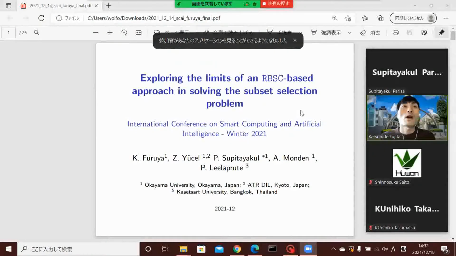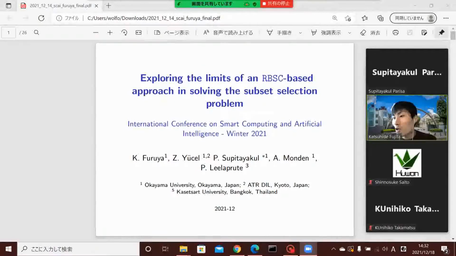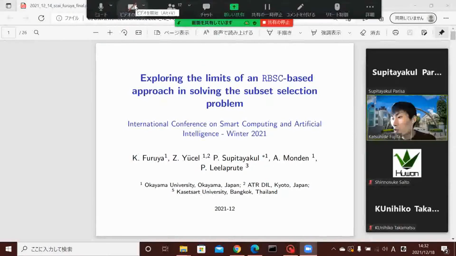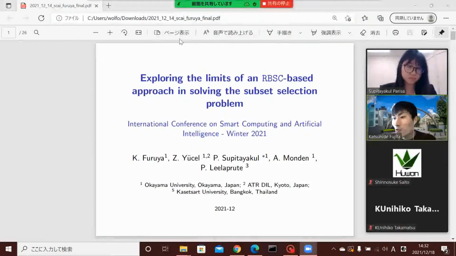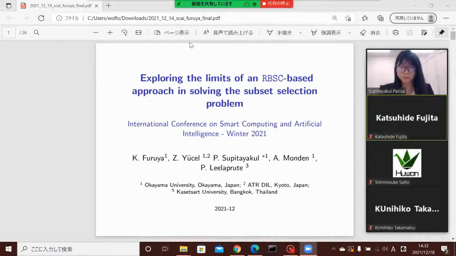The first presentation is exploring the limits of an RBSC-based approach in solving the subset selection problem. Okay, please start. Today my name is Parisa Supitayakul from Okayama University. Today I would like to present exploring the limit of an RBSC-based approach in solving the subset selection problem.